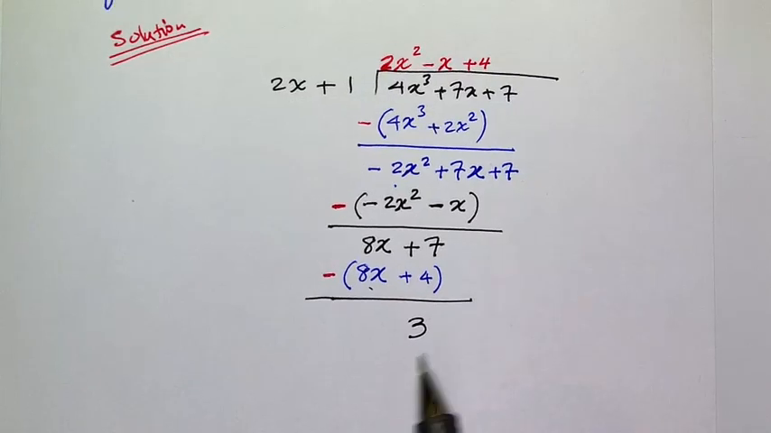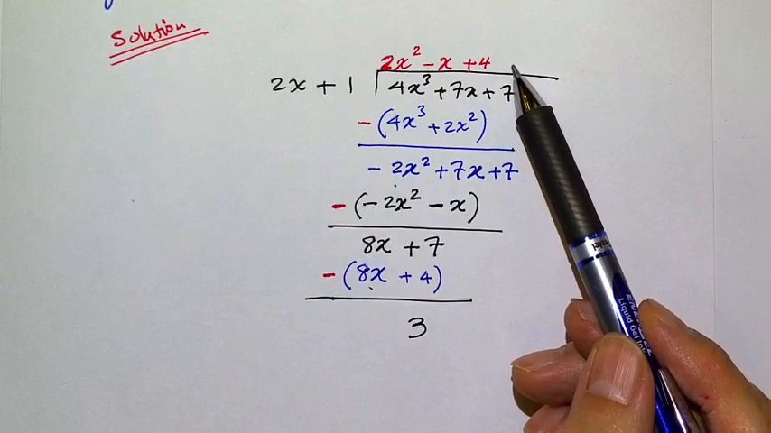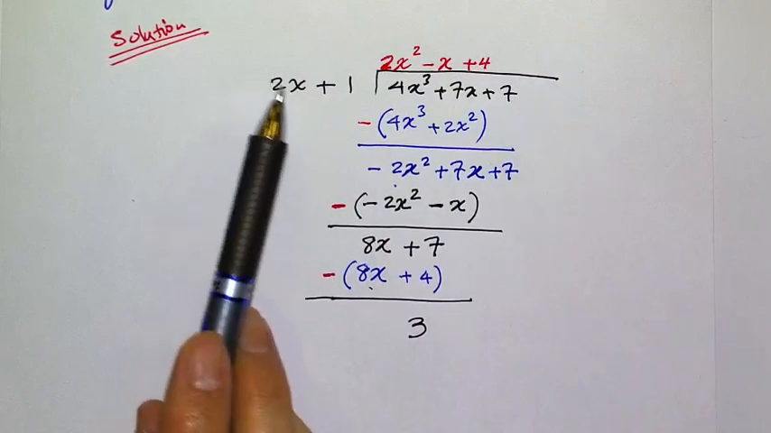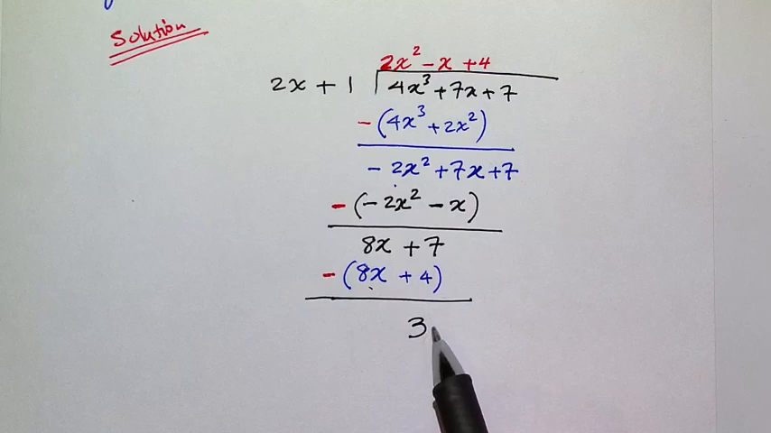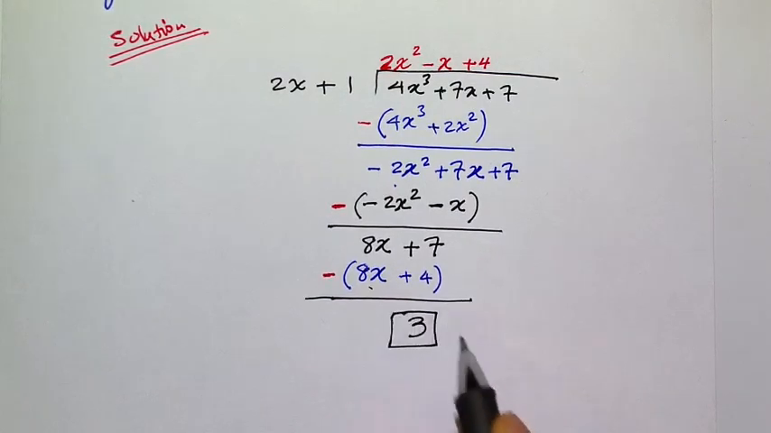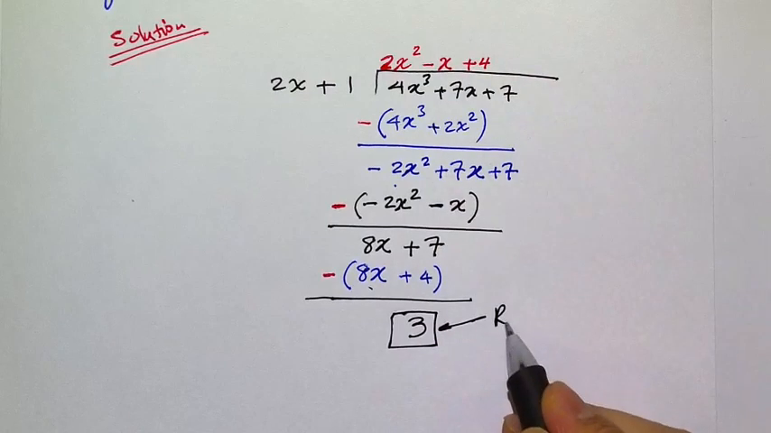Now, at this point, if you compare these, there's nothing we can put here and multiply by the first term in the divisor and get 3, right? So this is the point where we stop because this is our remainder. We cannot continue the long division beyond this point.